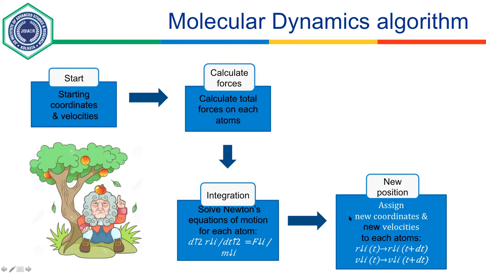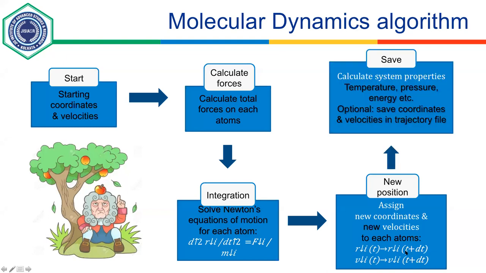Next step is to assign new coordinates and new velocities to each atom, meaning movement. New velocities and new coordinates mean the atom is now moving. Please ignore this down arrow. I changed my computer and missed checking for any arrows. It's my mistake. So it should be ri at t, the previous time, now changing to ri at t plus dt. That means now I am changing from t to t plus dt, or say t0 to t1. Similarly, this was the previous velocity at time t. Now it changes to the next velocity, which is at time t plus dt.